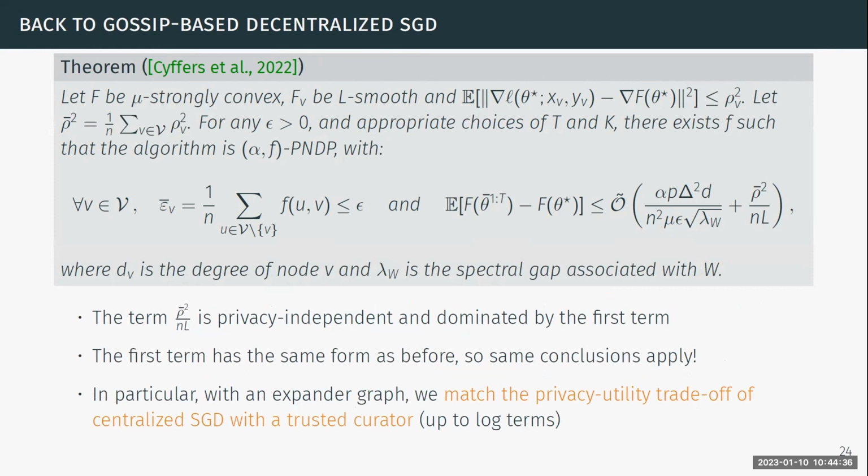decentralized SGD. We have a term in the objective that is the same as the centralized case. It's more like the optimization error. And then the other term has exactly the same form as for averaging. And therefore, again, if we take an expander graph, we recover the privacy-utility trade-off of centralized SGD up to log terms. The whole time I also hide log terms in there. So you still pay some log factors, but they are quite reasonable.